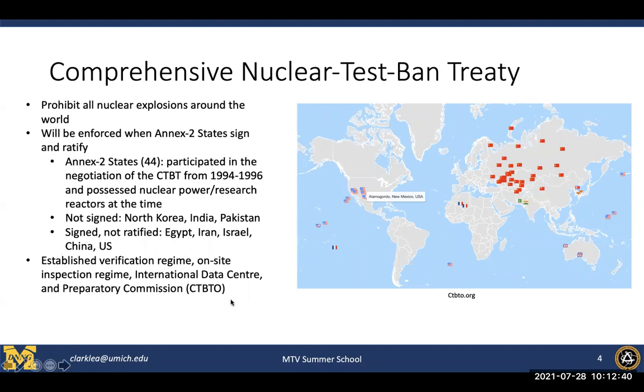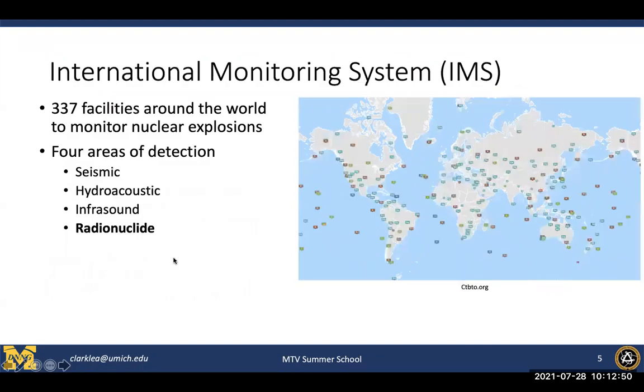But the big thing that I've been mentioning is this verification regime. So let's talk about that now. A major component of the CTBT verification is what is called the International Monitoring System, or the IMS. This is a system comprised of 337 facilities around the world to monitor nuclear explosions. And this includes 16 laboratories and 321 monitoring stations once it's completed.